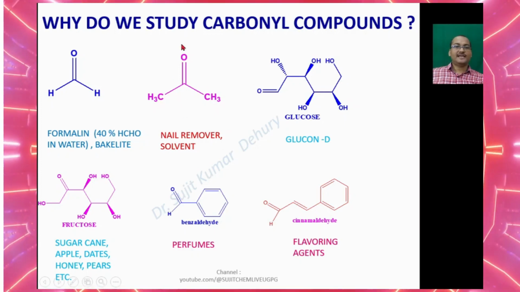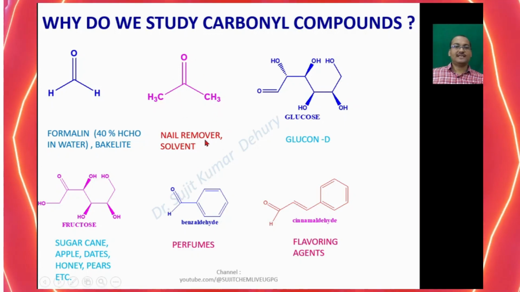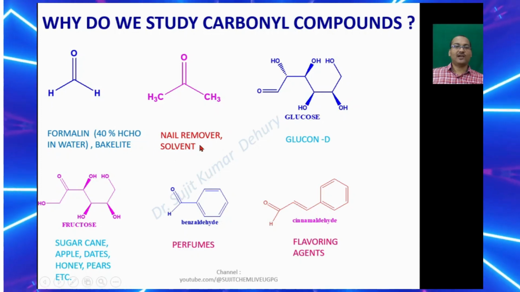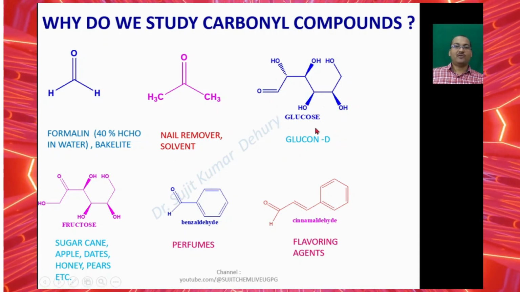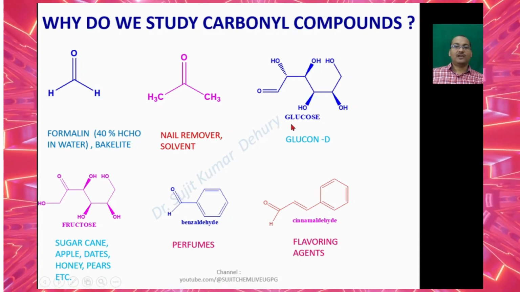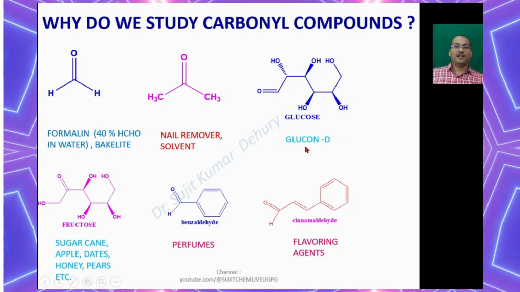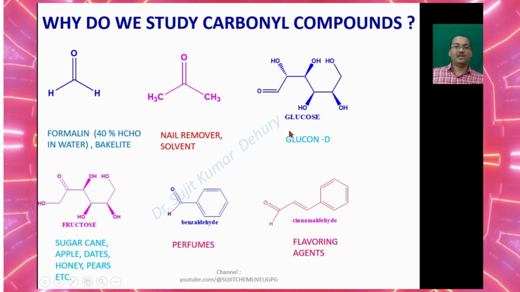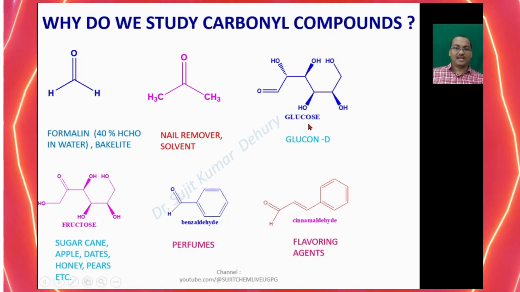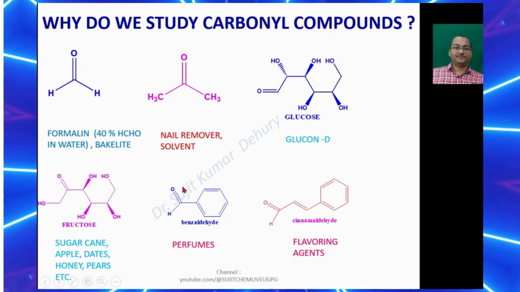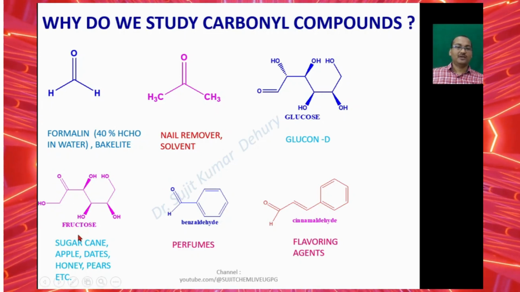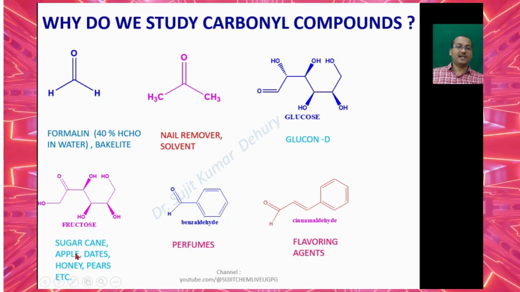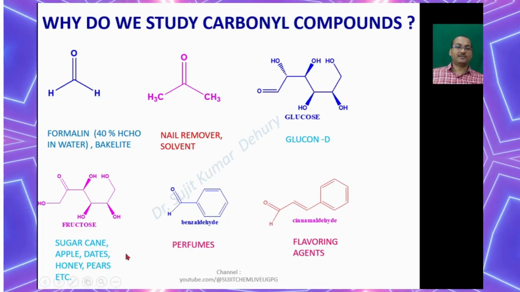The next compound is acetone. This is used as a nail polish remover and as a solvent. The next compound is glucose, which is also a carbonyl compound. It is commonly known as Glucon D. When we are getting tired, we take Glucon D as a source of instant energy. Similarly, the next carbonyl compound is fructose. It is found in sugarcane, apple, dates, honey, and pears.